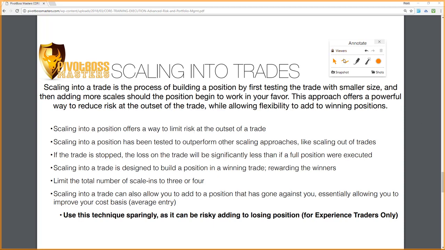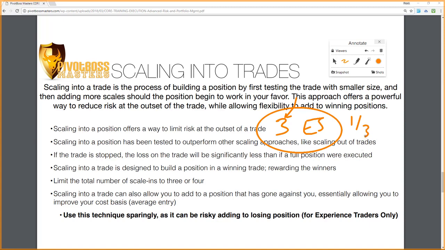So basically, scaling into a trade is a process of building a position. Building a position by first testing the trade with smaller size, and then adding more scales should the position begin to work in your favor. This approach offers a powerful way to reduce risk at the outset of the trade while allowing flexibility to add to winning positions. So, for example, say you can trade 3 contracts of the ES. A great way to enter trades, just as a general rule of thumb, is to enter with 1 contract first. Try a third of that.